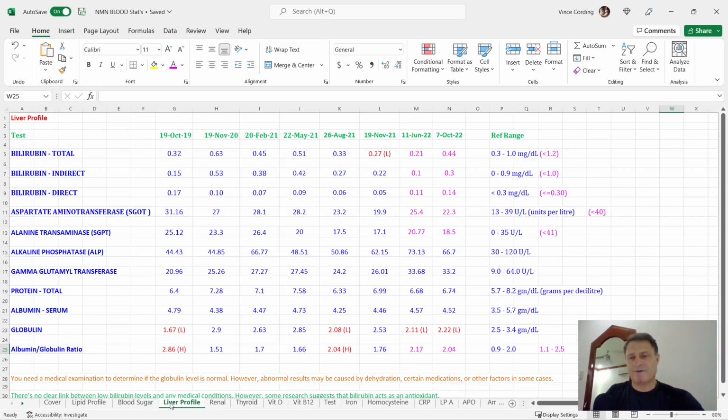Moving on to my liver profile, the only thing that's out of range here is my globulin levels. That said, they're up from 2.11 to 2.22, and getting much closer to 2.5. One of the main reasons this number may be low is dehydration, and although I'm in the Philippines now, 3 months ago in the UAE, which is when this was taken in October, it's still very hot, indeed very humid. So as we move into the winter months, November, December, hopefully this number will come down. So that's it for my liver profile.